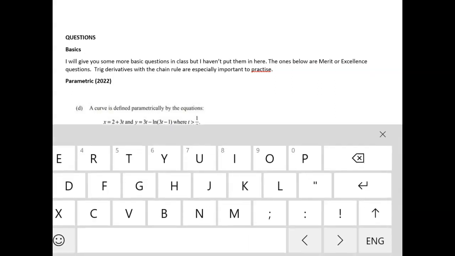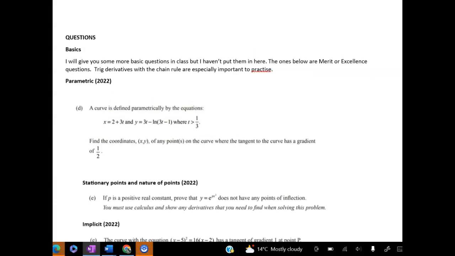So my first question here is a parametric differentiation one. This is from last year's exam. And we're given a curve, and it's got 2 equations. The first one is x is equal to 2 plus 3t. And the second is y is equal to 3t minus the natural log of 3t minus 1. Now we're told that t is greater than 1/3.